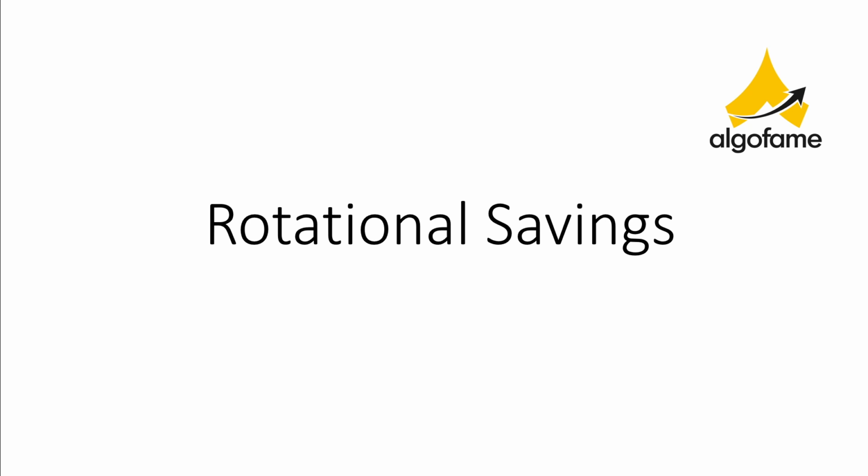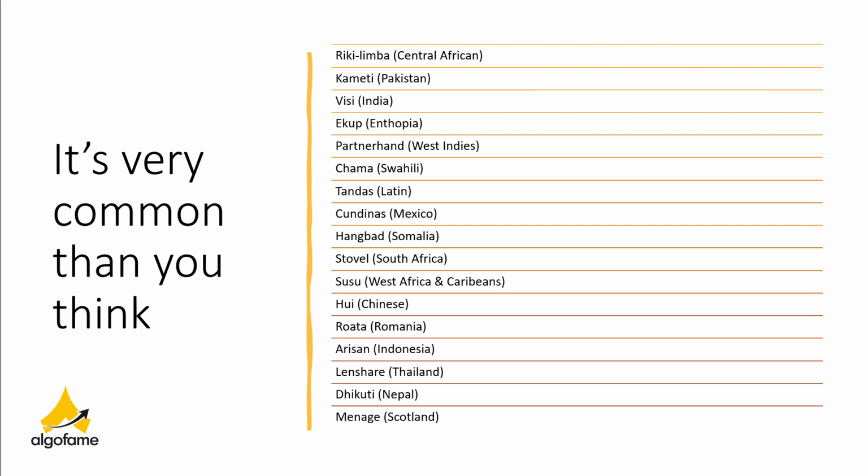In today's series, we're going to talk about rotational savings. Now, rotational savings is more common than most people think. It is called Rikilimba in Central Africa. It is called Kameti in Pakistan. It's called Susu in West Africa and the Caribbeans, Stovell in South Africa. It's very common across multiple continents and a lot of people know about it.